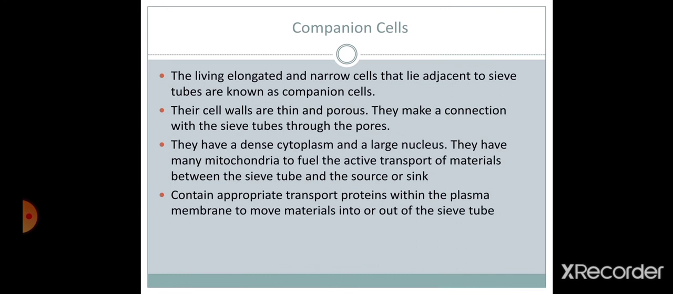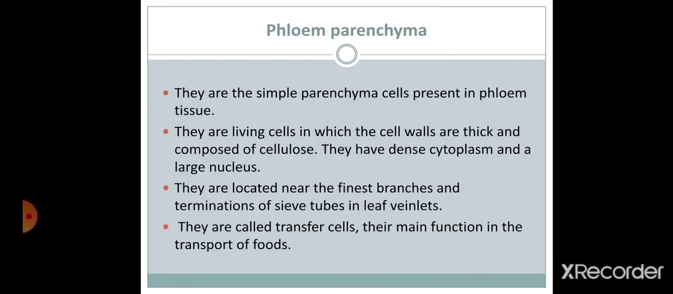The nucleus of the companion cells controls the functioning of the sieve elements. These cells also play an important role in the maintenance of the pressure gradient in the sieve elements. The third one is phloem parenchyma.